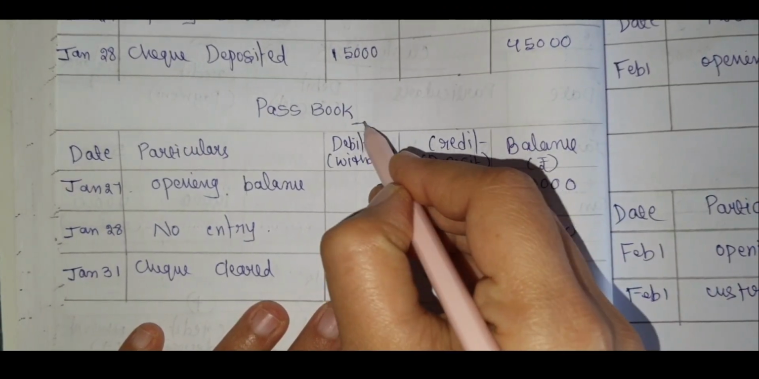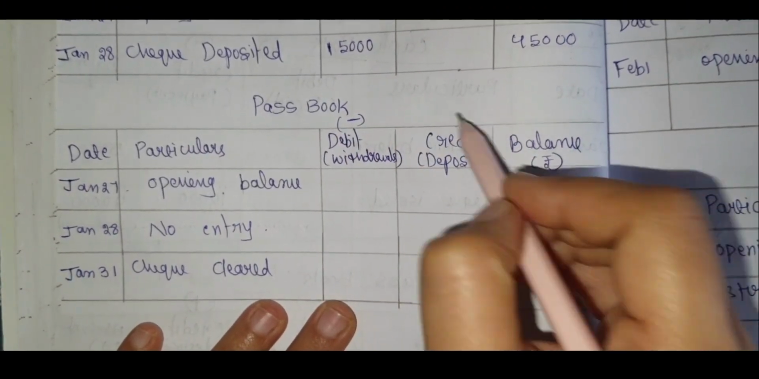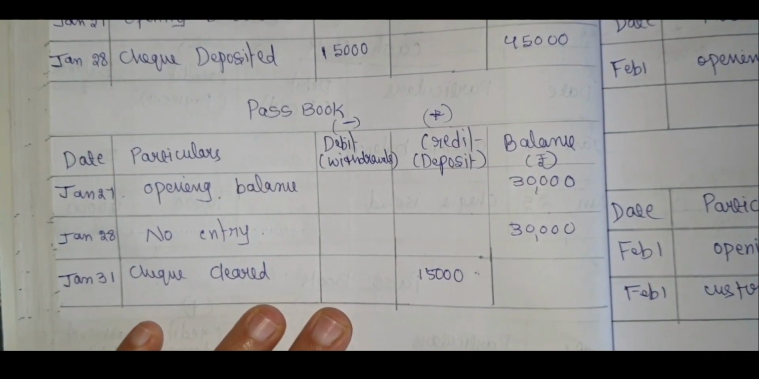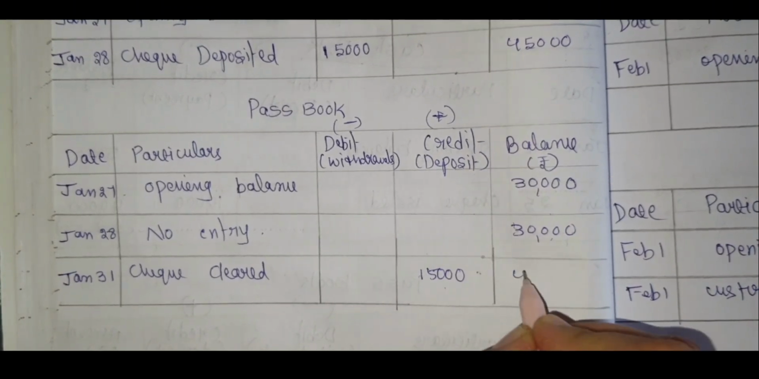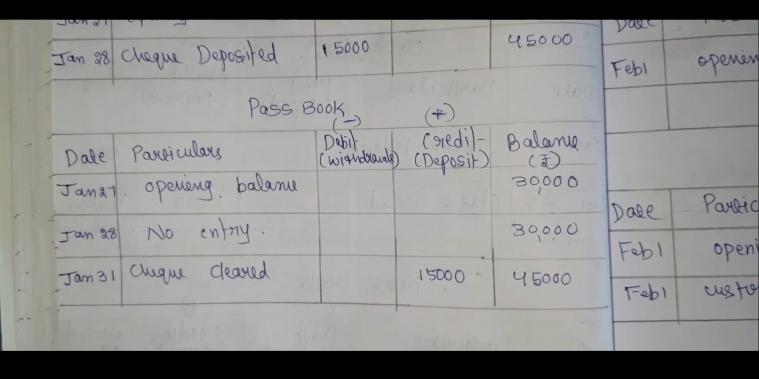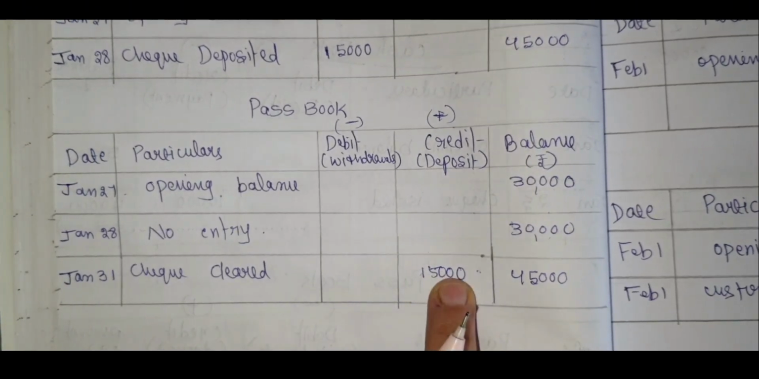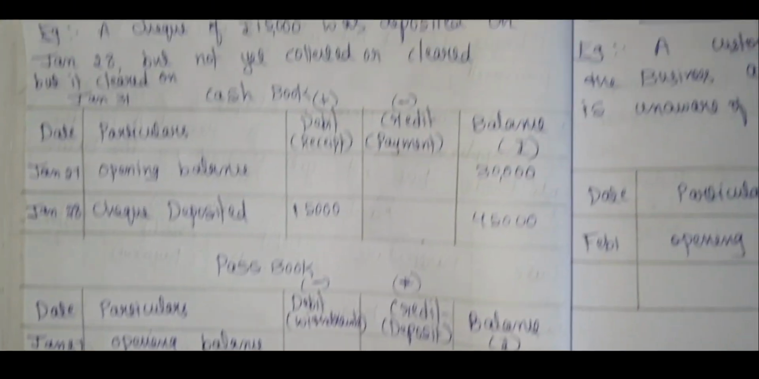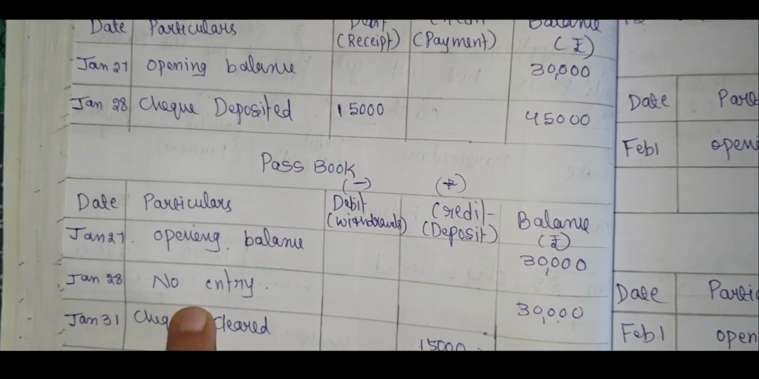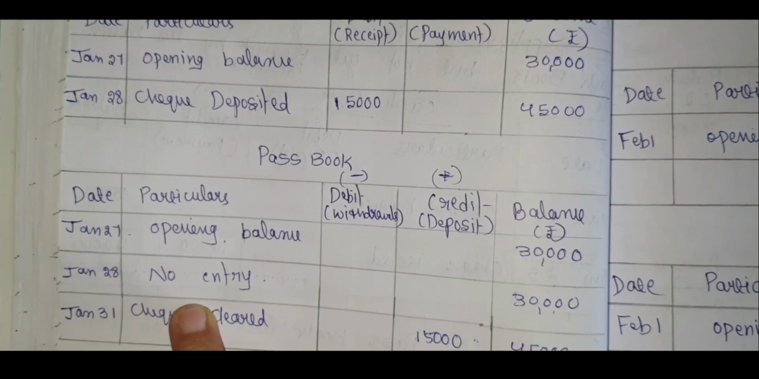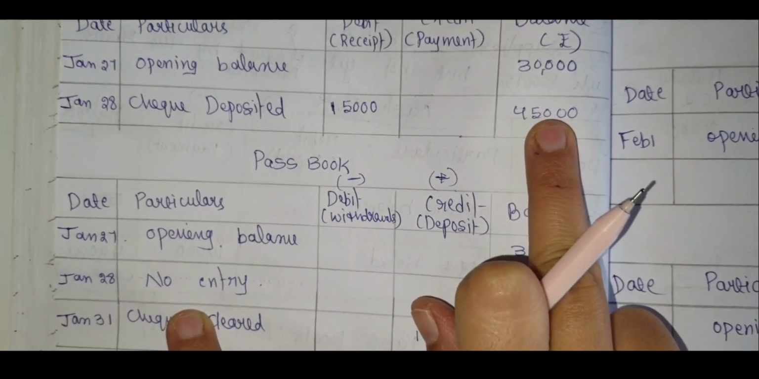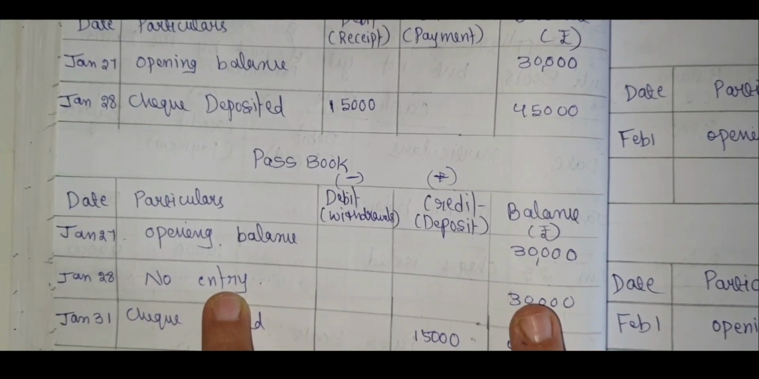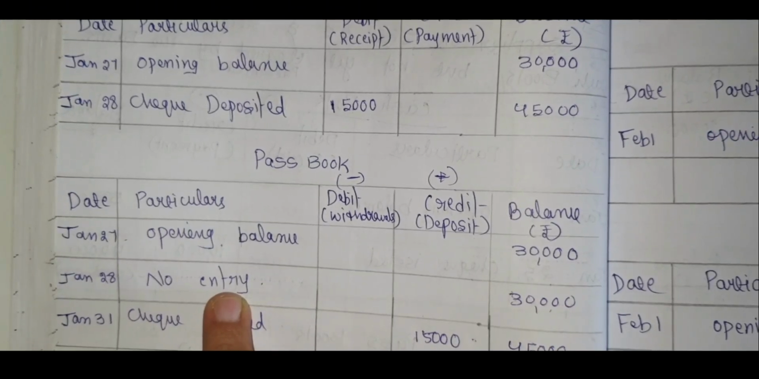Here debit all the withdrawals we need to deduct and all the deposits we need to add. So here 30,000 plus 15,000, that is rupees 45,000. Here the check is deposited or cleared on Jan 31st. Now we will make the comparison. See, on Jan 28, the cash balance is increasing, that is rupees 45,000. But the bank balance or the passbook balance is only rupees 30,000 because the check is not cleared.